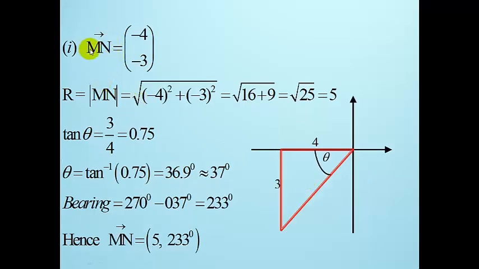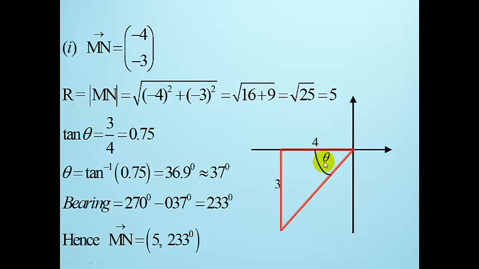Now, considering vector Mn equals minus 4, 3, we also find the magnitude. That is the square root of minus 4 square plus minus 3 square. Minus 4 square is 16, and minus 3 square is 9. So we have 16 plus 9, that is 25. And the square root of 25 equals 5.